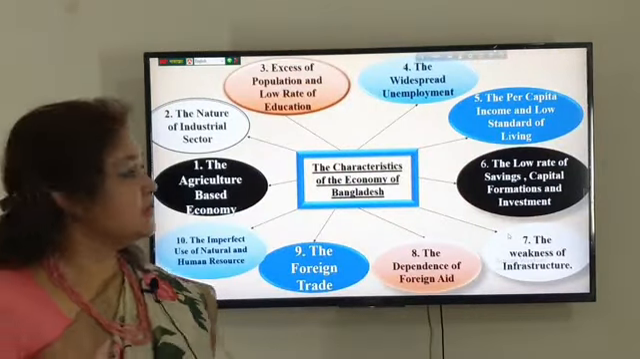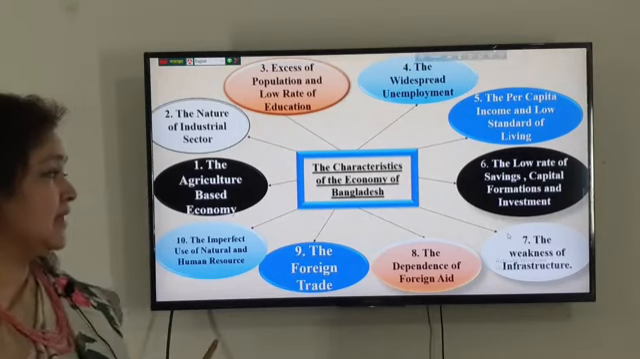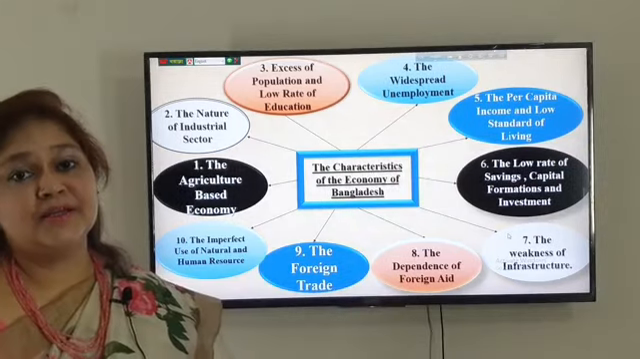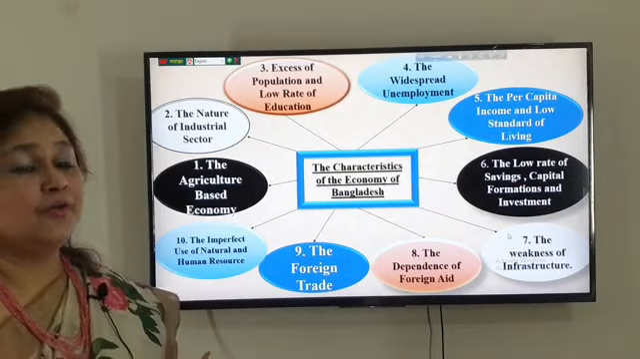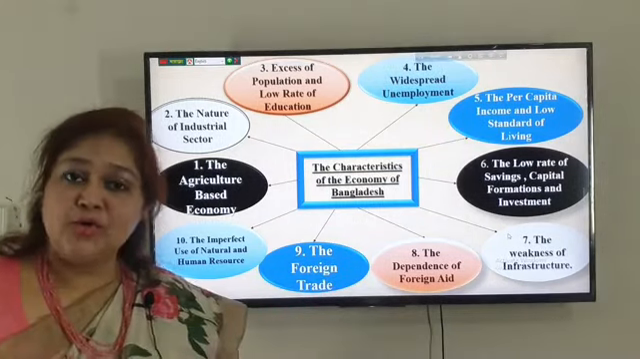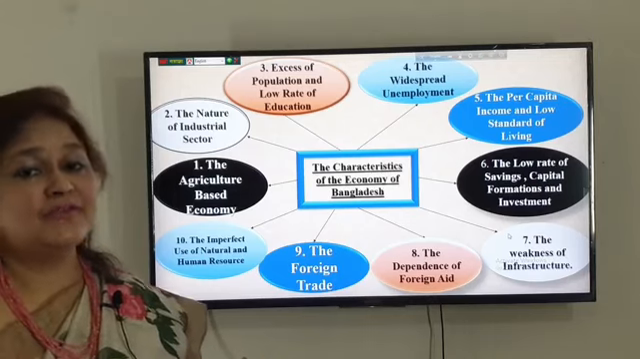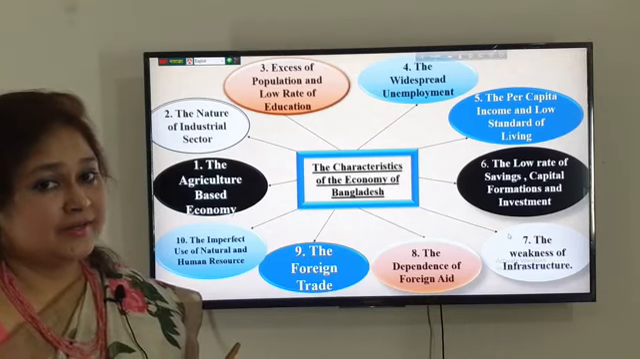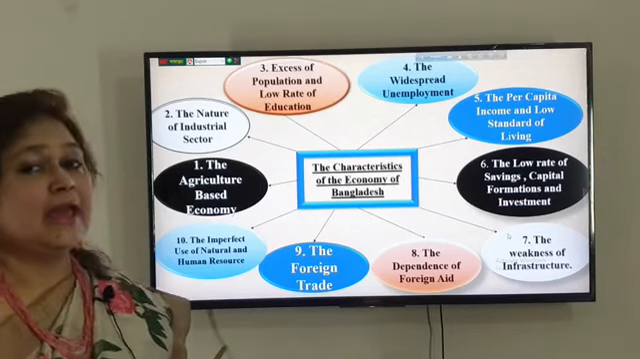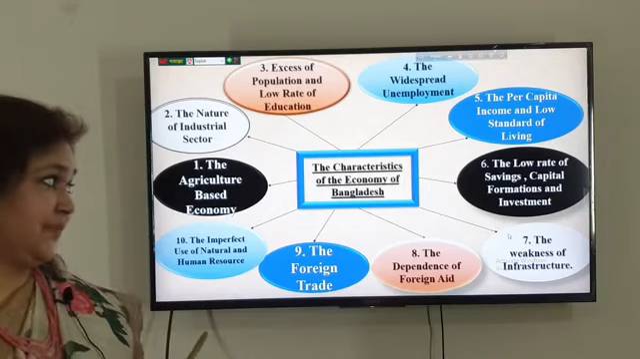Now, the characteristics of the economy of Bangladesh. The characteristics of the economy of any country depend on the nature of the economy of that country, and the nature of the economy of a country is again dependent on some factors like geographic nature, natural resources, education, and the level of skills of the people of that country.